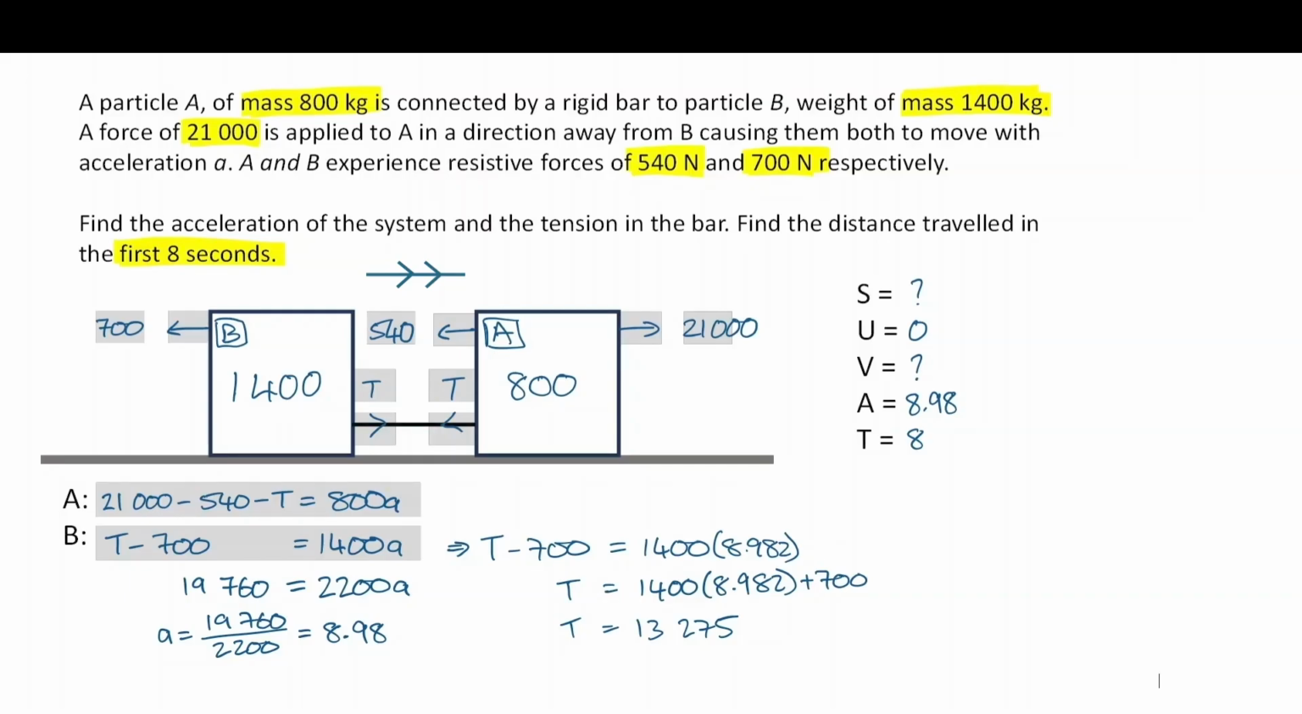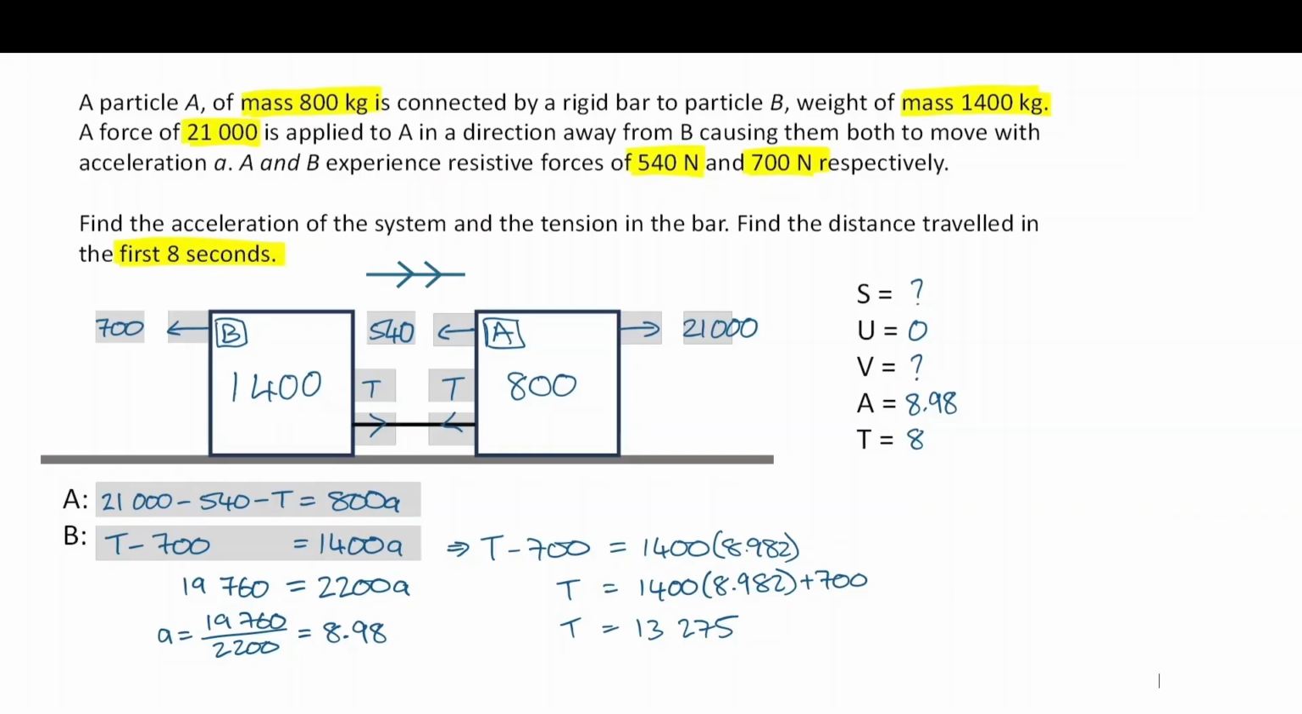We know it started from rest because we're told that when the force 21,000 is applied, it causes them to move with an acceleration A. This implies that it wasn't moving before. Okay, so let's try and find the displacement.